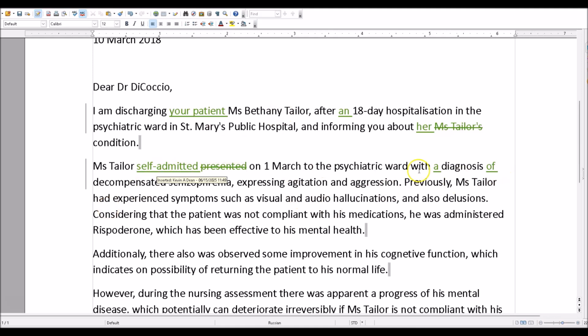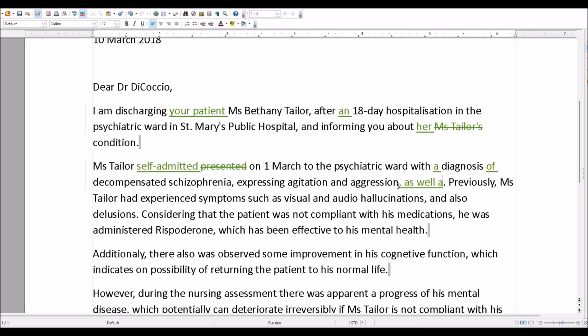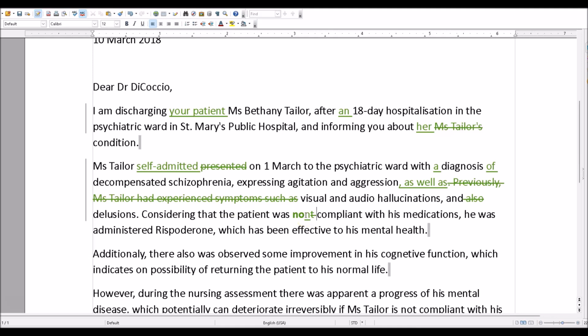With a diagnosis of, article and preposition, decompensated schizophrenia and aggression, as well as, if these are all the symptoms, visual and audio hallucinations and delusions. So we've got all the symptoms there in a sentence. Okay, Miss Taylor, self-admitted, diagnosis, agitation, blah, blah. Considering that the patient was non-compliant, so you use non-compliant with her medications.